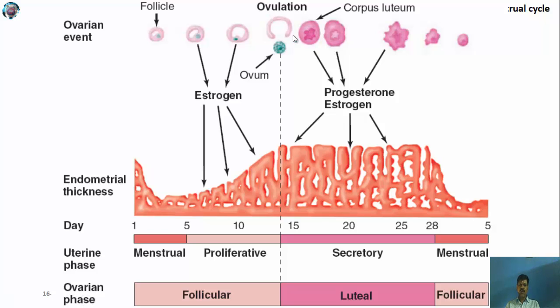If the ovum is not attached to this wall, even during this 15 to 28 day period, then the wall starts to degrade and rupture. Then it gets damaged and becomes smaller in size. This time is known as the menstrual time.